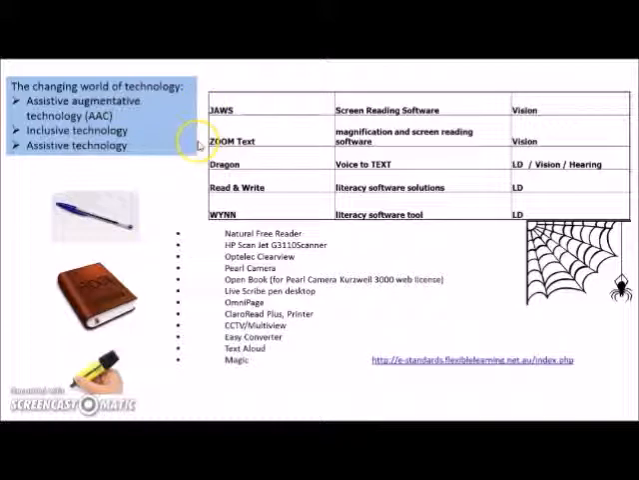JAWS and ZoomText, they're not very inclusive because it makes you stand out that you're using one, for example. And the other thing is all these licenses for computers are expensive. And I'll show you a slide when I go through the resources that shows the Dragon suite, and they start from like $120 up. The actual app on your iPad or phone is free. There's a free version.